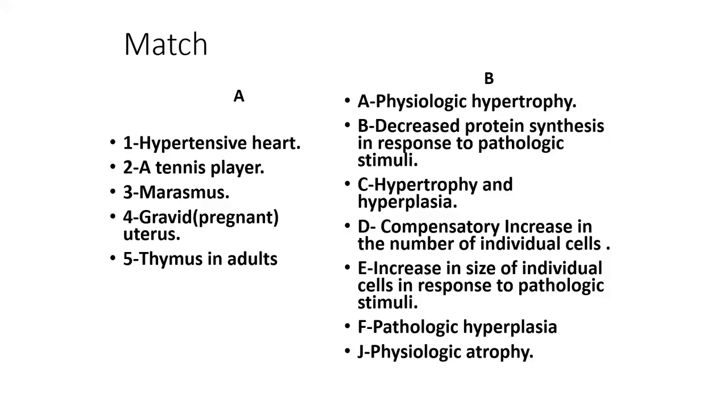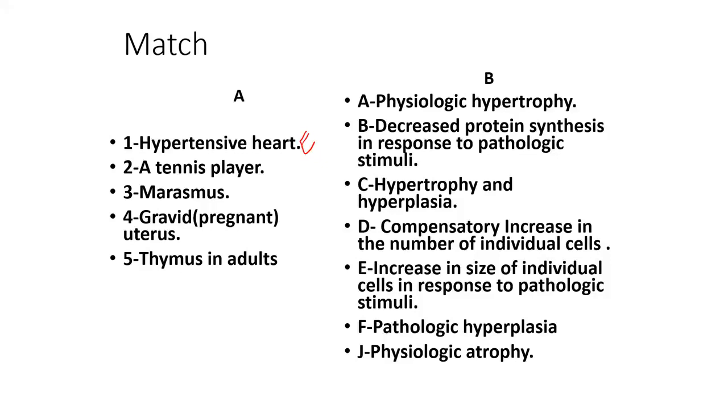Hypertensive heart represents what? This is hypertrophy, yes. Physiologic or pathologic? Of course, it is pathologic hypertrophy, in which there is increase in the size of individual cells in response to which kind of stimuli? Pathologic stimuli. So what you choose is E. It's not physiologic hypertrophy, it is pathologic hypertrophy, so the only match here is increase in the size of individual cells in response to pathologic stimuli.